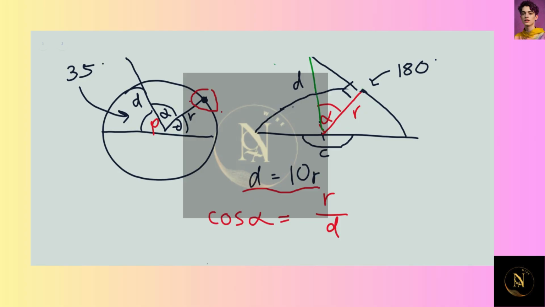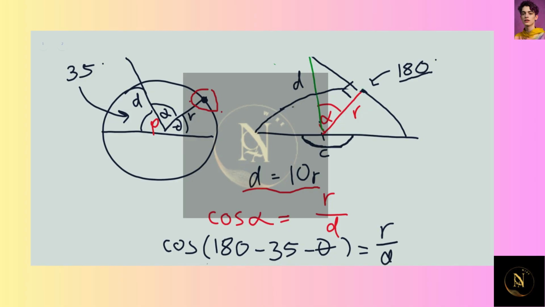And now we can rewrite alpha in terms of the angles that we do know. The important thing to realize here is that the total semicircle here must have a total angle measure of 180 degrees because we know that a full circle has an angle measure of 360 degrees. So we can rewrite this as the cosine of 180 minus phi, which is 35 degrees, minus theta is equal to r over d.